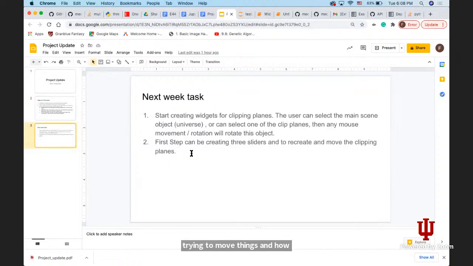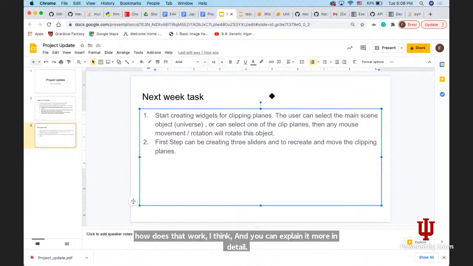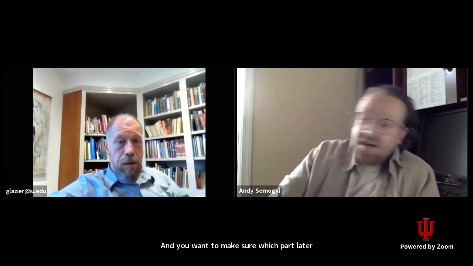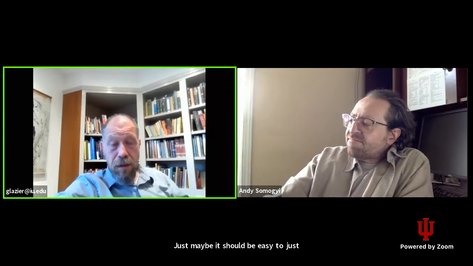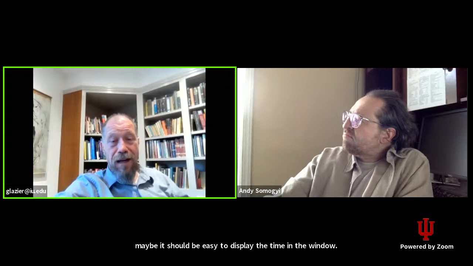And how does that work? I think Andy can explain it in more detail if Andy wants to. Yeah, sure. Which part, the clipping planes rendering? But before you start there, I have one very small suggestion, which is maybe it should be easy to display the time in the window, so that as the simulation runs, the time in the simulation is displayed continually.